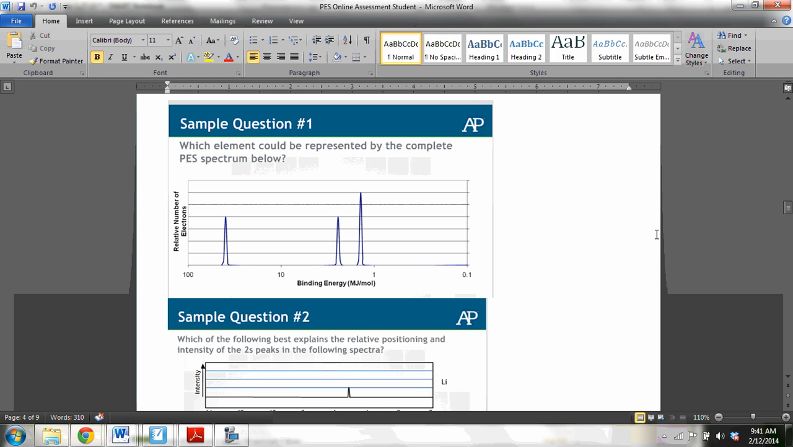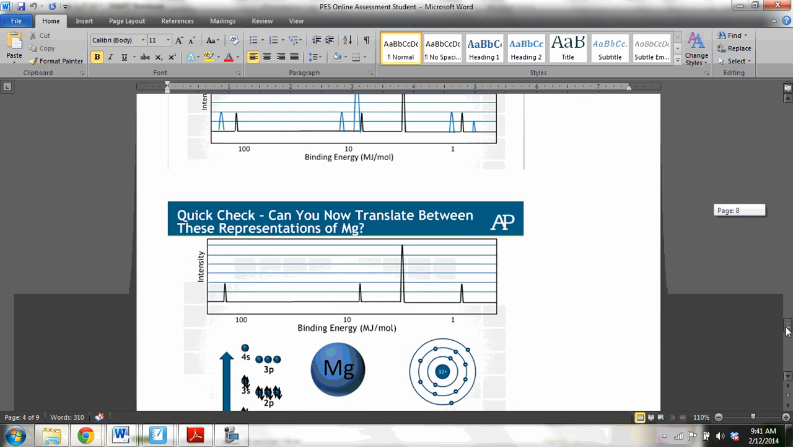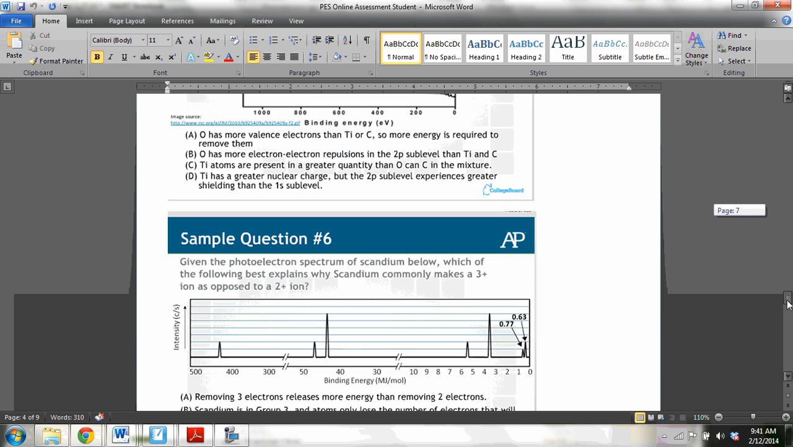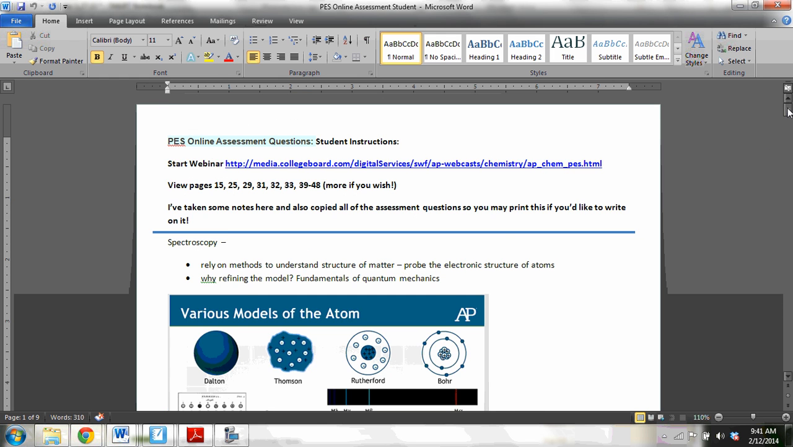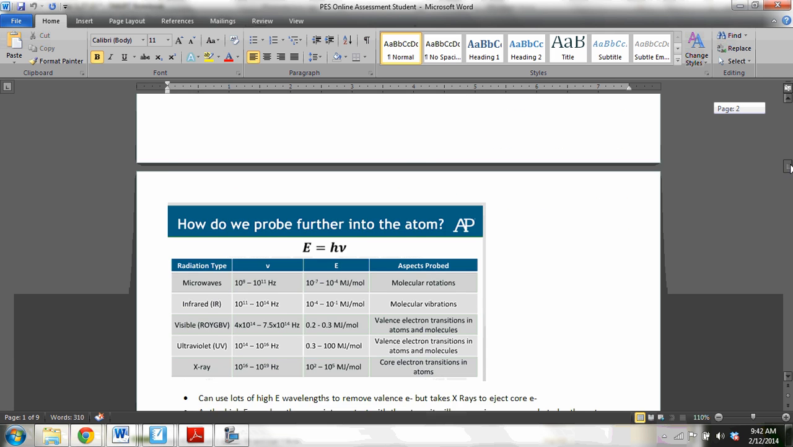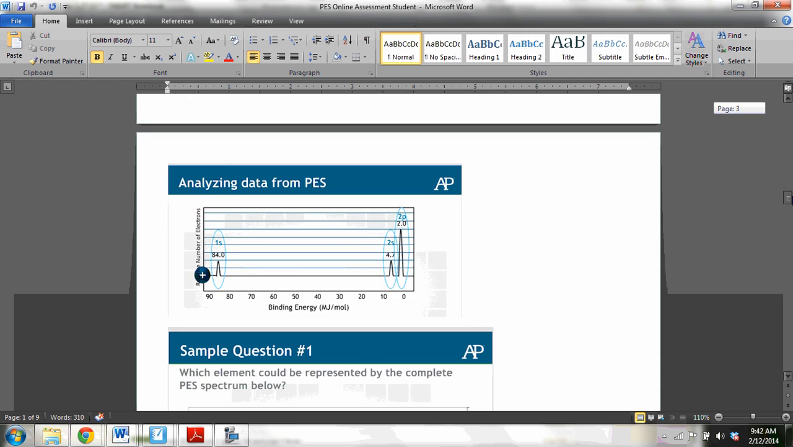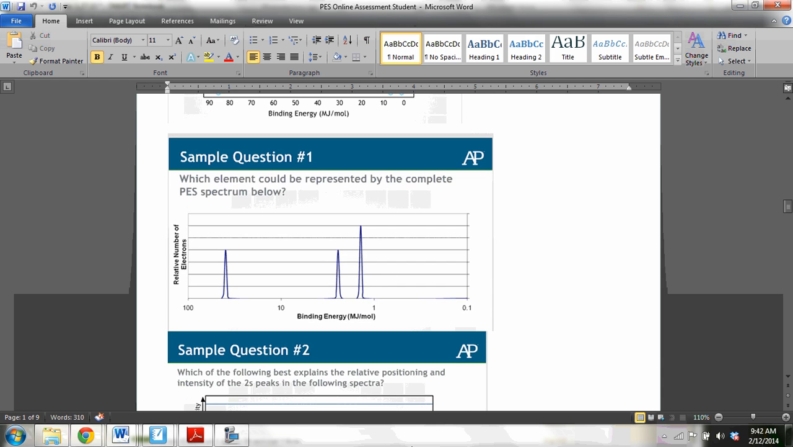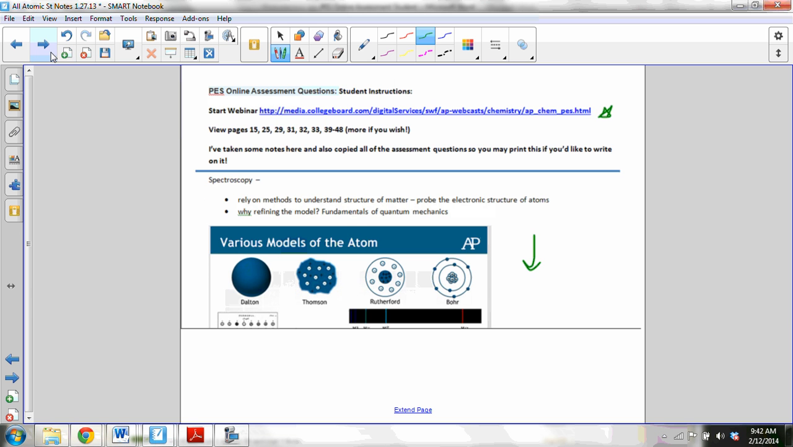The questions that you're mainly going to be responsible for are sample questions 1 through 6. The answers are told to you on the link itself, but I took these notes as I went through and I copied and pasted some of the models and some of the descriptions. So if you want to print this out, you can. But I also typed up some extra notes, but you're only really responsible for doing the questions. Really good questions because College Board put them out, so that's what I would expect to see on your exam.